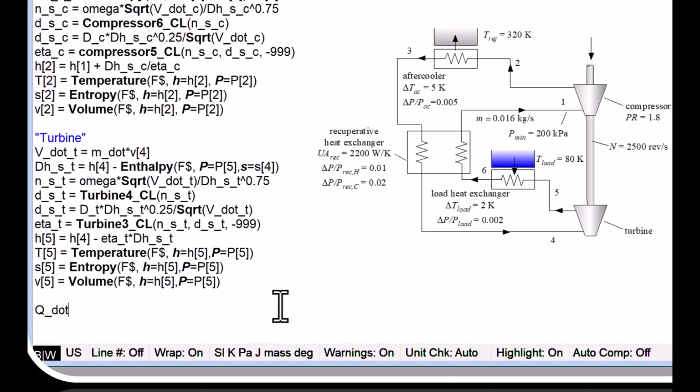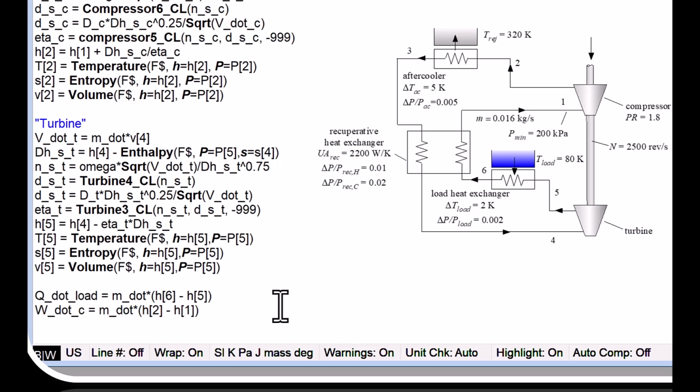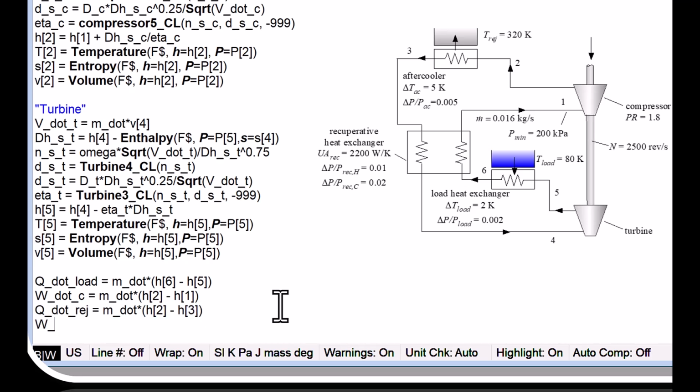If I want Q dot load, that's an energy balance on the load heat exchanger, so that would be M dot times H6 minus H5. If I want W dot C, that's an energy balance on the compressor, so that's H2 minus H1. If I want Q dot heat rejection, that's an energy balance on the aftercooler, so that's H2 minus H3. And then finally, the turbine power is M dot times H4 minus H5.